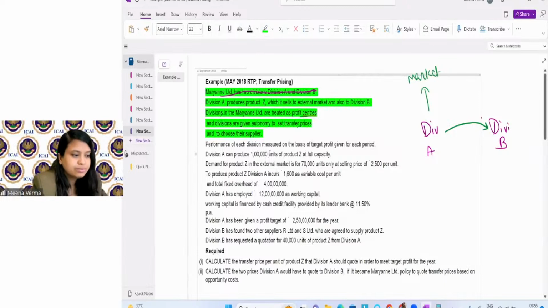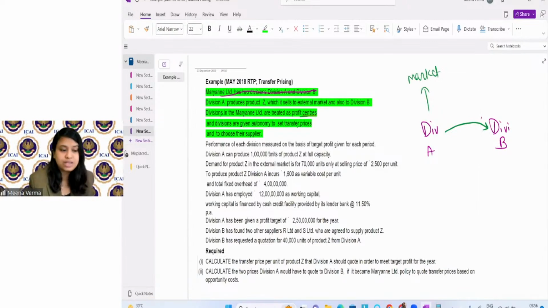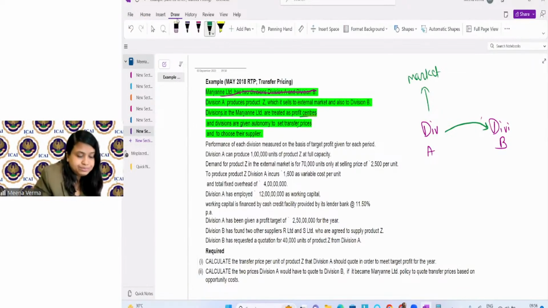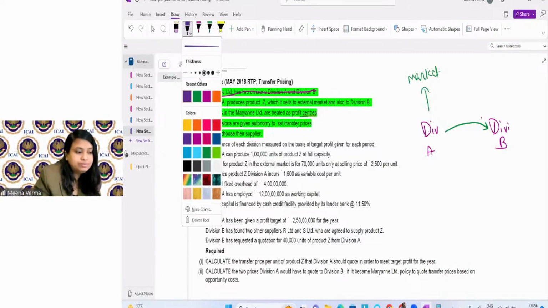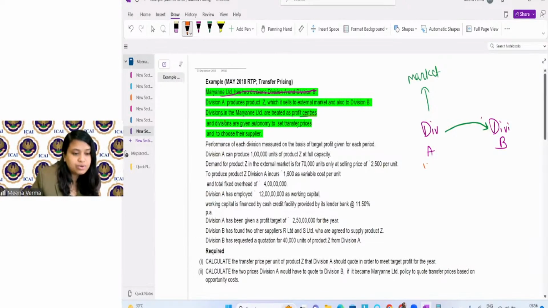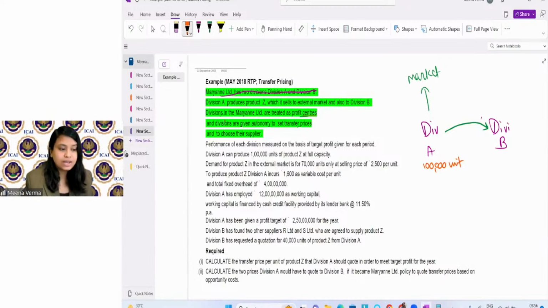This is what we have done. Okay, now again. The performance of each division is measured on the basis of the target profit given for each period. Division A can produce 1 lakh units of Z at full capacity. The maximum they can produce here is 1 lakh units. And the demand for product Z in the external market is 70,000 only.